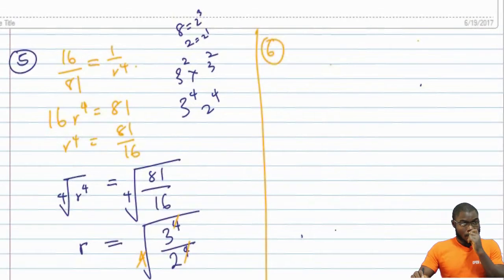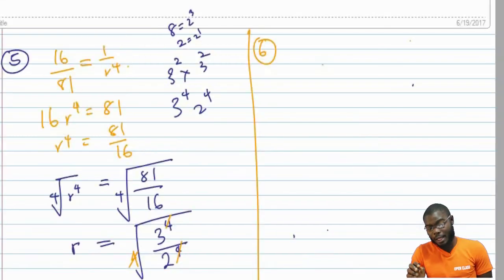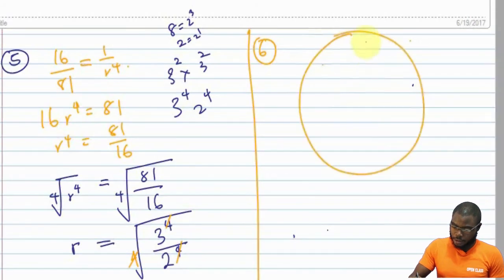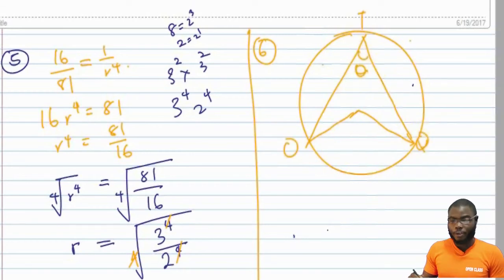Question number 6 says, from the diagram above, find the value of angle OTQ. So this is under circle geometry. The circle is this. You have this, then you have that. So you have T like this, OTQ. So this is the angle in question. This is the angle we are looking for.